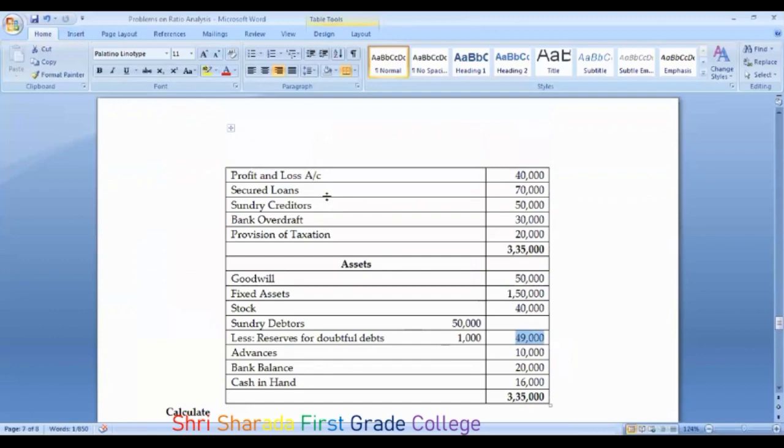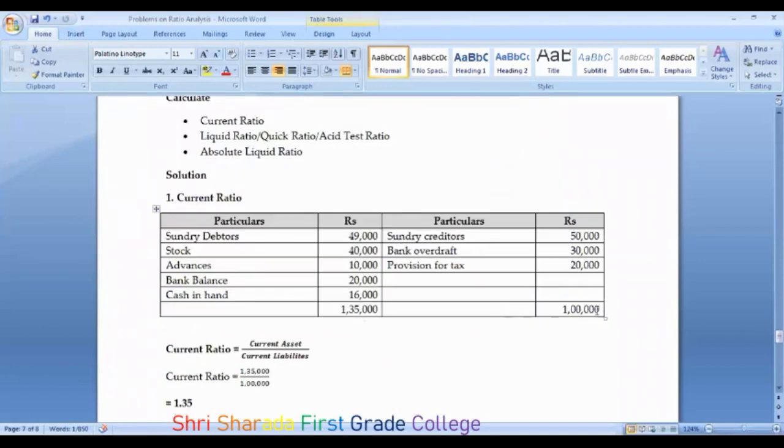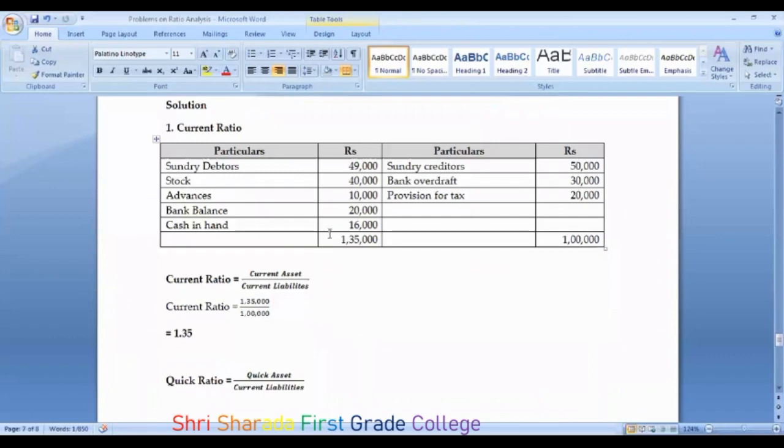This and all will not appear. Secured loan will not appear because only the short term is considered. Sundry creditors, bank overdraft, provision for taxation. So we'll give you 1 lakh. So 1,35,000 divided by 1 lakh.